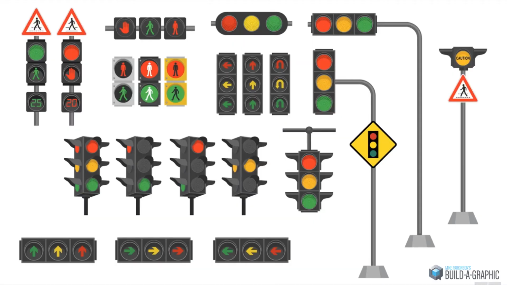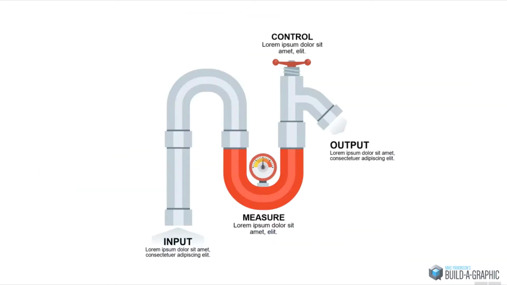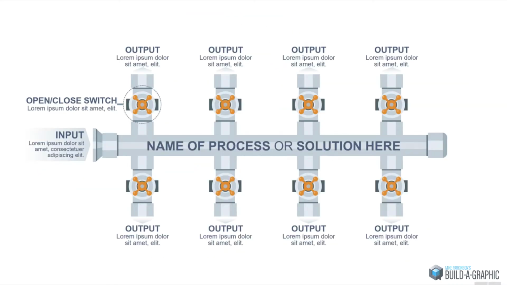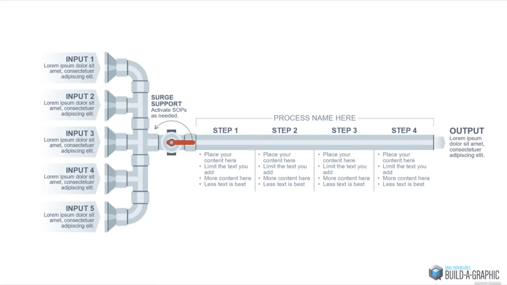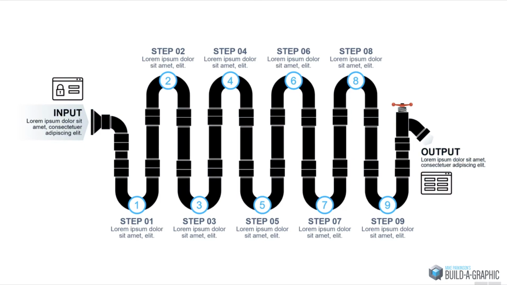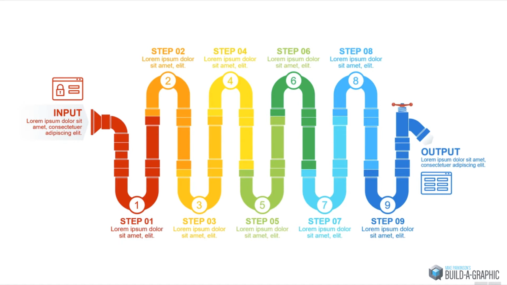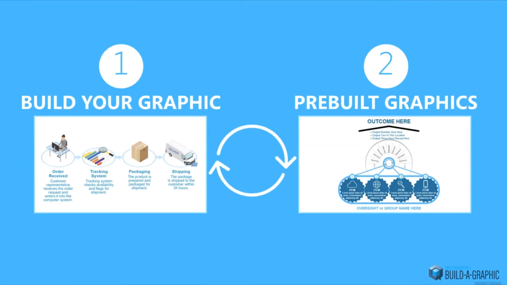You can do it for road graphics, or, let's say, pipe graphics. You want to show the flow of a process. Because I have these pipe pieces, I can create all these different scenarios, put my own content in there, and make something that's unique to me. And because they are vector-based, I have the ability to quickly and easily change the style as needed. So that's building your graphics from scratch.